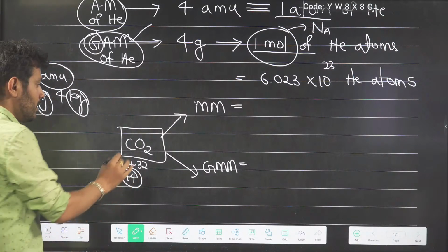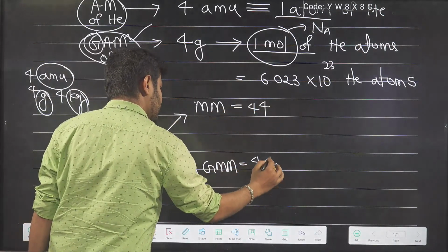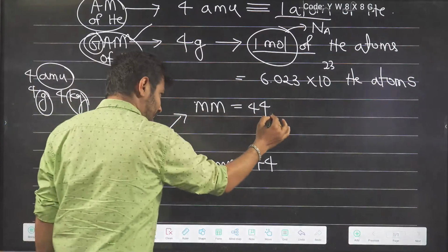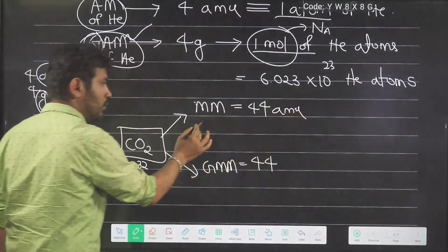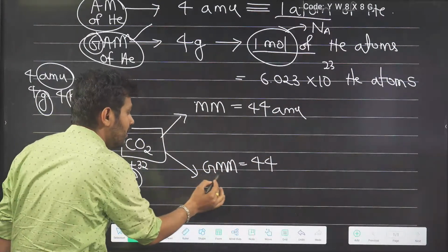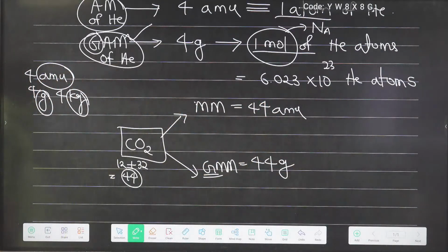Now tell me, molecular mass is 44, gram molecular mass is also 44. But what will be the units? The first one is AMU, molecular mass in AMU. Whereas gram molecular mass, here itself gram is there. So here it will be gram, right?